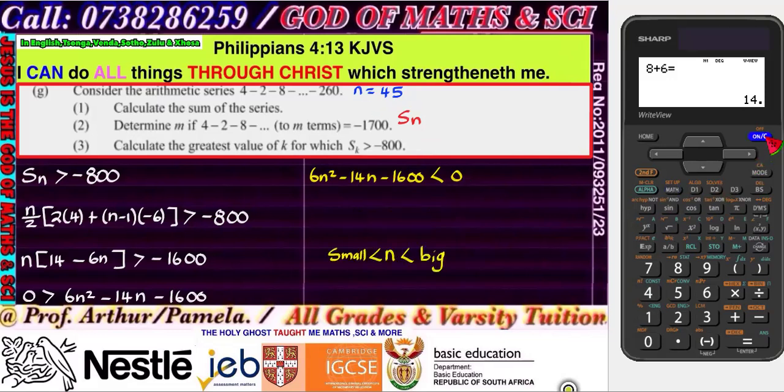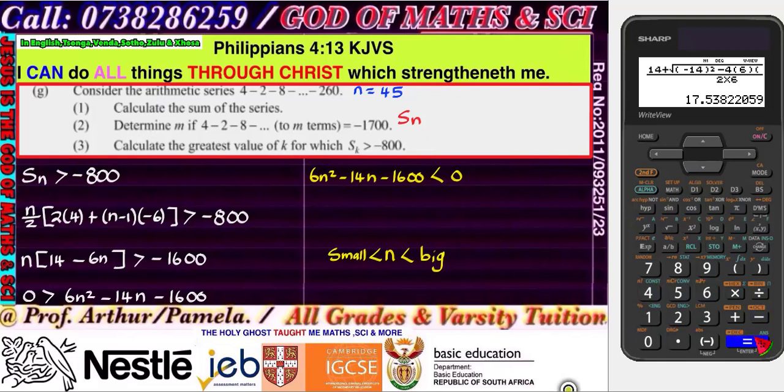All right, so now let's do our quadratic formula. There's a division, so we need minus b, which is negative 14, so it's going to be 14, plus we take the square root, open the parentheses, then we got negative 14, close the parentheses, we raise it to 2, then minus 4 into a, which is 6, close the parentheses, into negative 1600, divided by 2 times 6, which is 12.